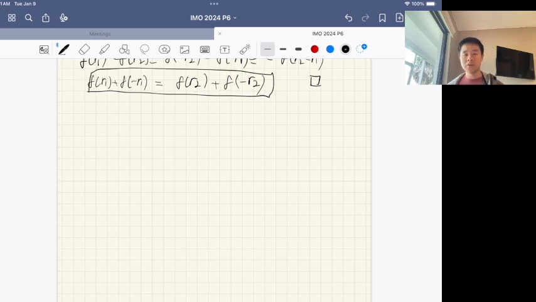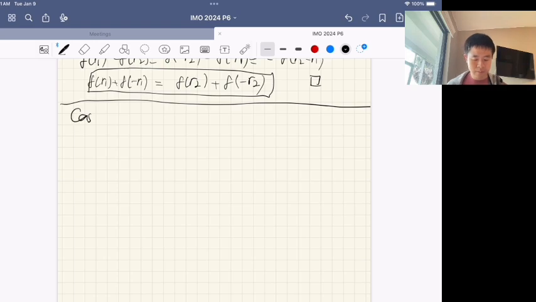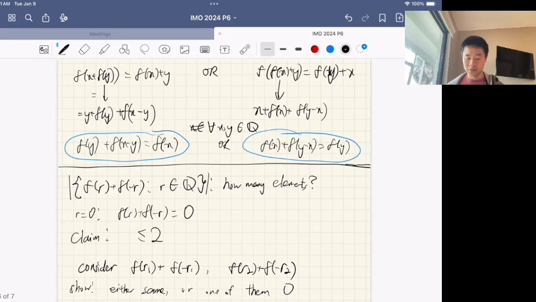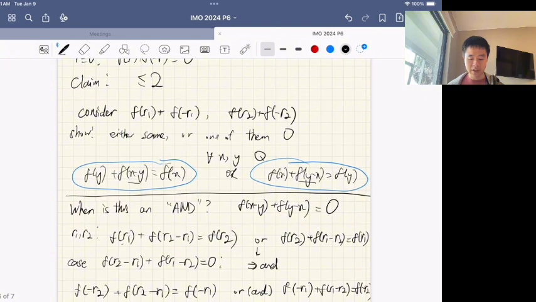Okay, now let's assume that f(r2 minus r1) plus f(r1 minus r2) is not 0. They add up to non-zero. So that means that one of these two has to hold, but they cannot both hold.